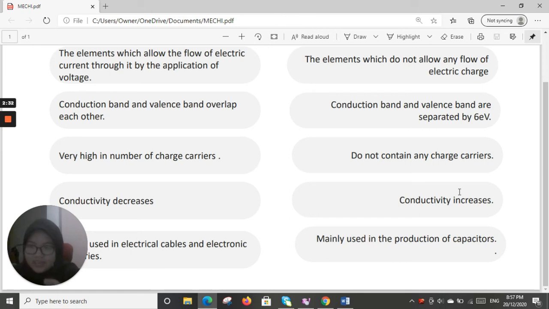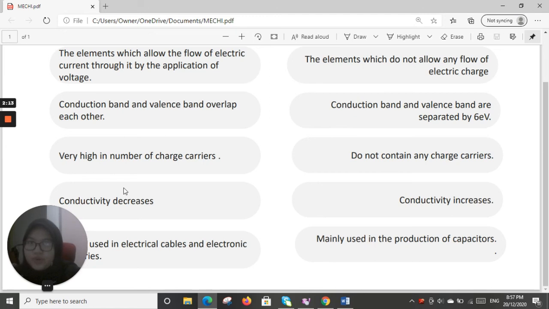By adding impurity to the conductor, we can see the resistance increases, which then turns the conductivity to decrease. But in insulators, if you were to add any impurity to them, there is no effect. So the conductivity will increase.